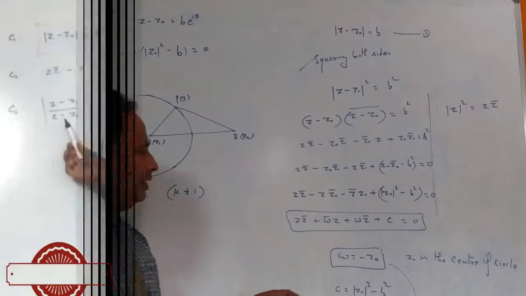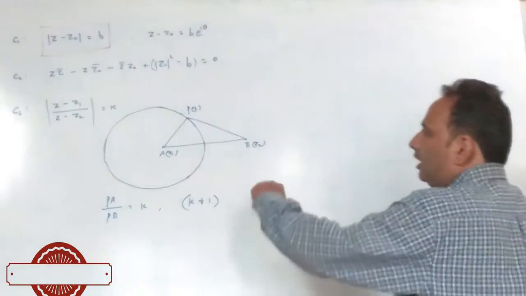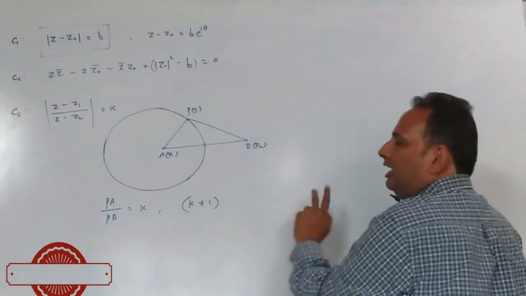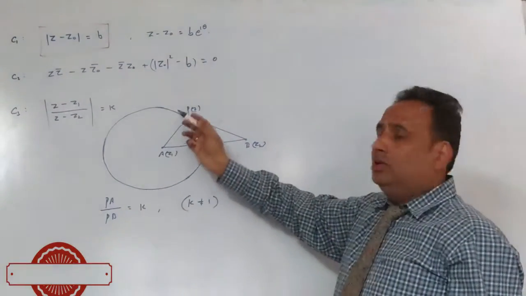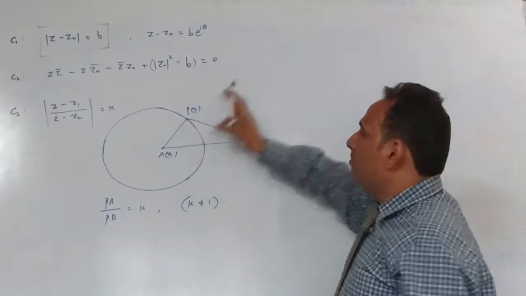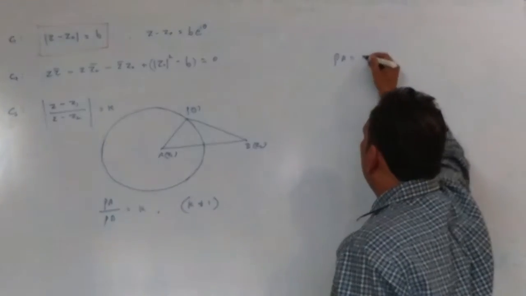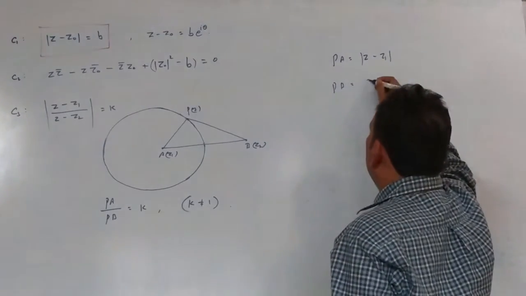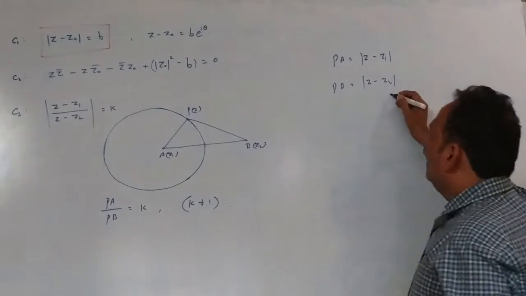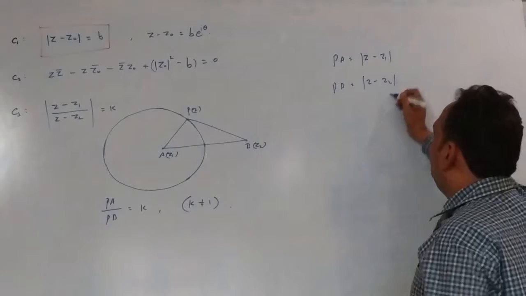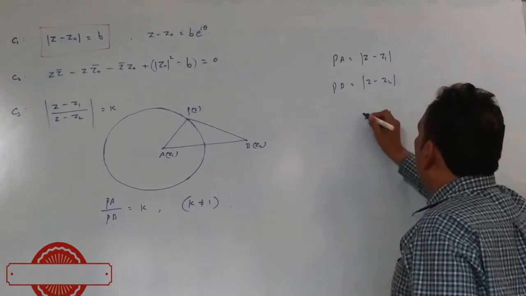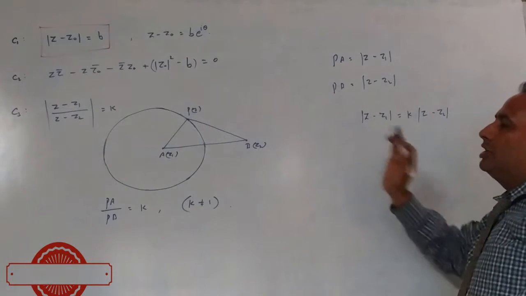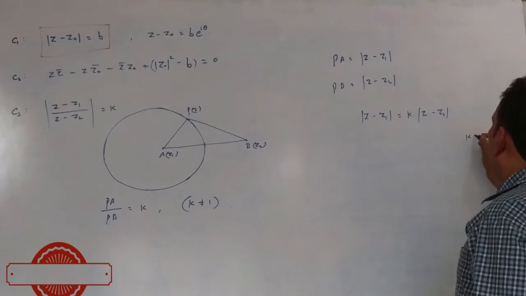The locus of the point P such that PA upon PB is equal to a constant K, where K shouldn't be equal to 1. As we know, the distance between 2 points, PA can be written as mod of Z minus Z1, and PB is mod of Z minus Z2, and this is equal to K. So mod of Z minus Z1 is equal to K times mod of Z minus Z2. This is the equation. Here we can show that K shouldn't be equal to 1.